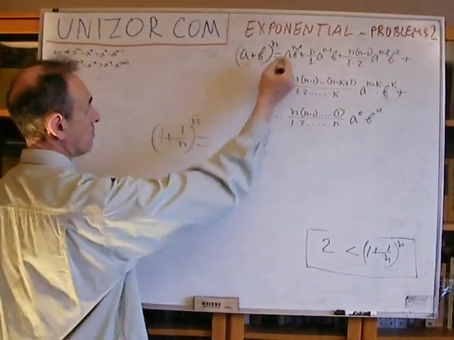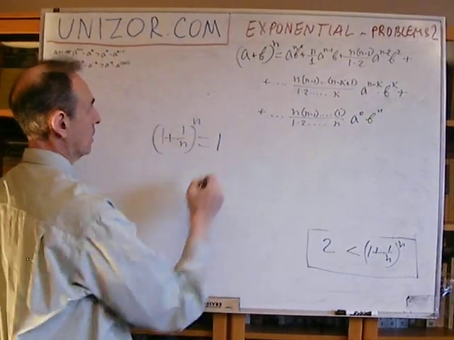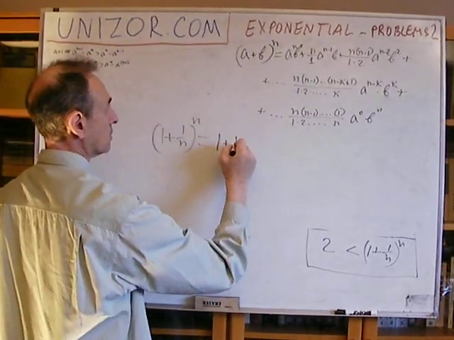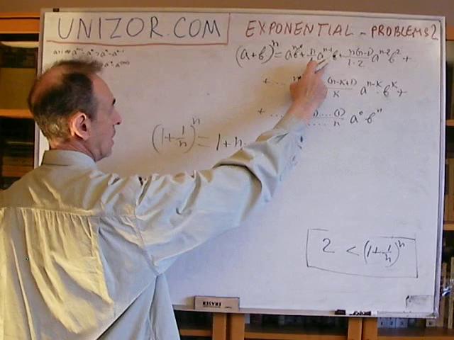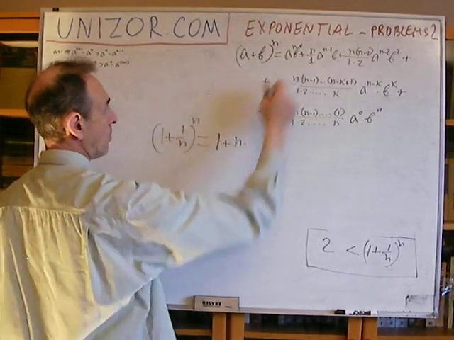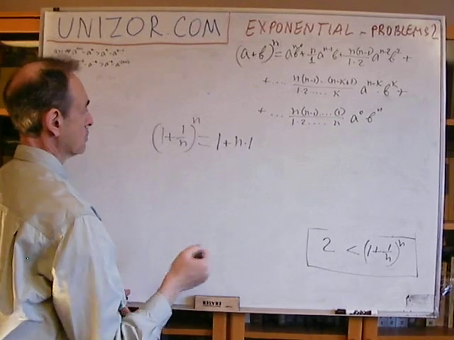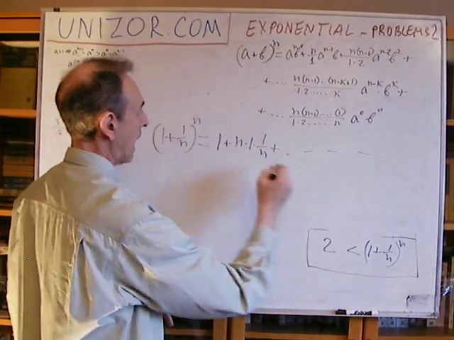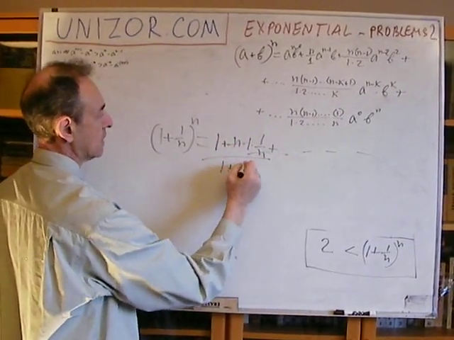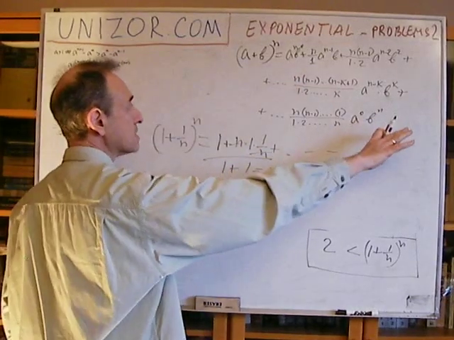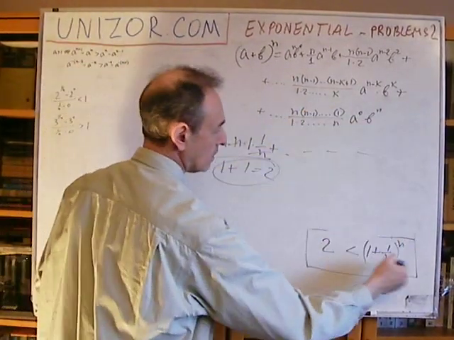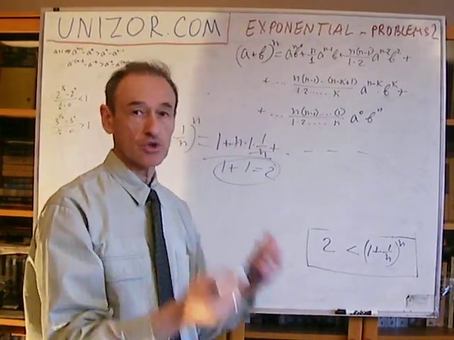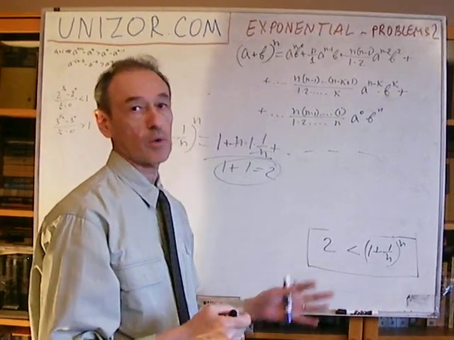Now, 1 to the power of n, which is 1, times b to the power of 0, plus n, which is the exponent, times a, which is 1 to the power of n minus 1, which is 1, and times b. Plus, doesn't matter what. I already have 2. You see? This is 1 plus 1, which is 2. So, without this tail, I have 2. With this tail, I will have greater than 2. That's it. So, if you know the formula, it's very easy to derive this particular inequality.